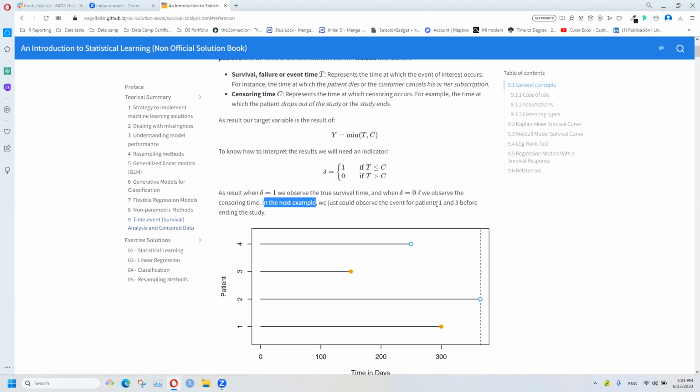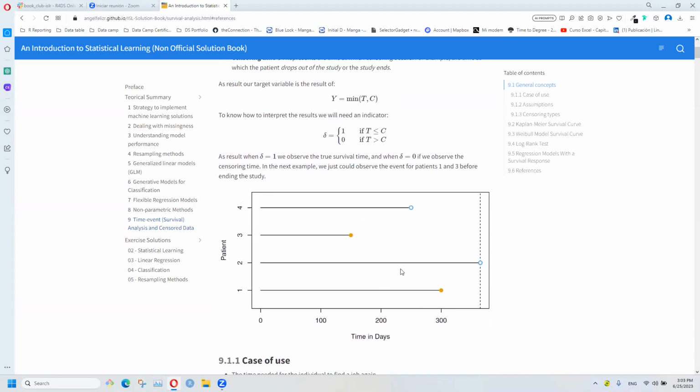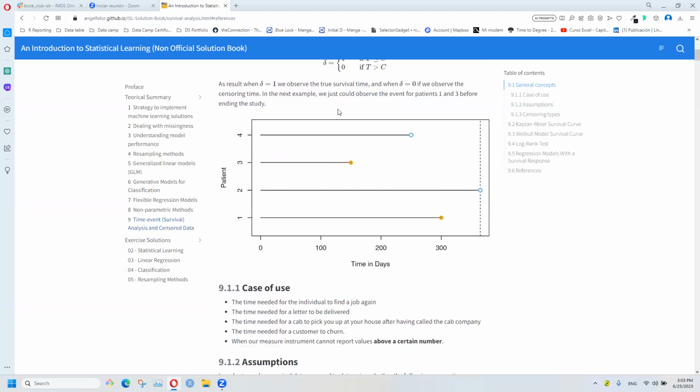In the next example, we could only observe the event for 2 of the 3 patients before ending the study. In this example that we can find in the book, for patients 2 and 4 we didn't know what happened. We don't have the event time, but we have it for number 1 and number 3.